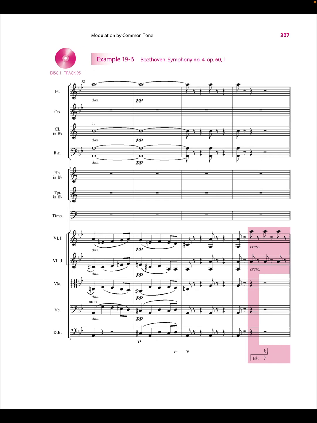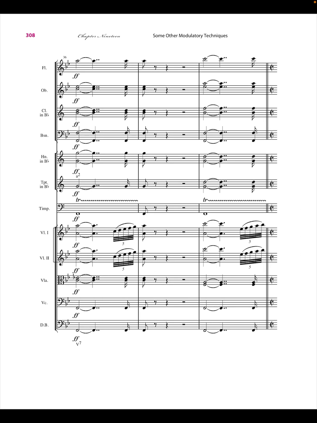Okay, so 19.6. And yep, this is how my Theory 4 started with that part, because we took the final on closely related modulation, which had closely related keys.